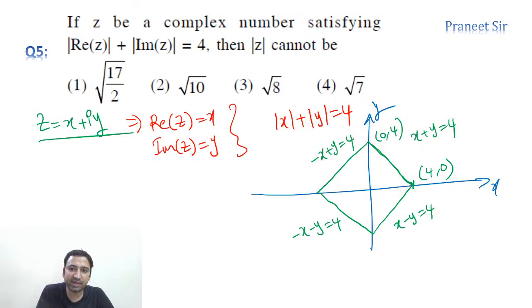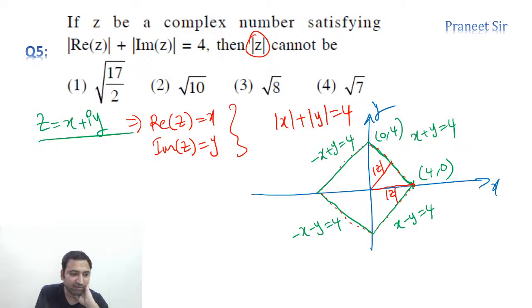So Z can be anywhere on the circumference of the square, here, here, here, anywhere. Clear? So what is the minimum and maximum value of mod Z, guys? Mod Z means the distance from this point to the origin only. So this is the maximum and this is the minimum, correct or not? This is the mod Z minimum value and this is the mod Z maximum value.